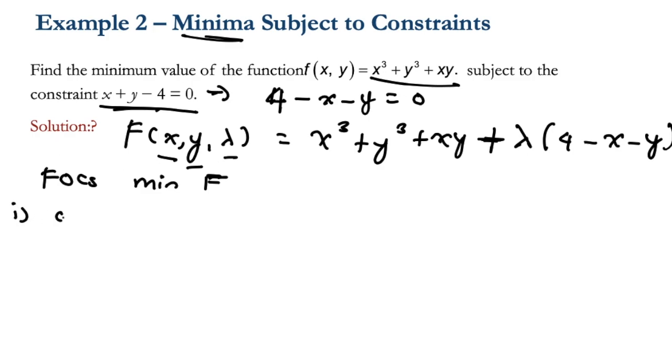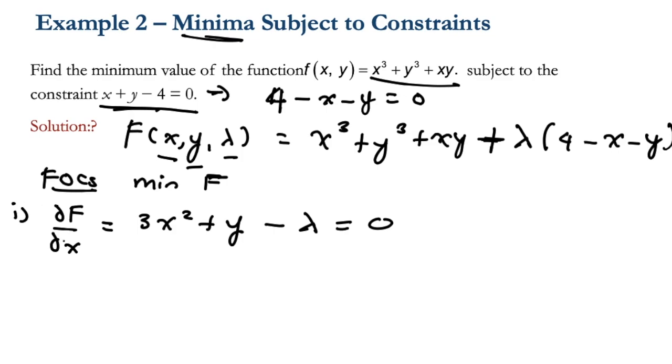Number 1, delta capital F over delta x. Differentiating this gives us 3x squared. If we differentiate y cubed with respect to x, we get 0. We differentiate xy with respect to x, we get y. We differentiate the one in the bracket, but don't forget lambda, multiply. Then we get minus lambda, because minus lambda x differentiates to minus lambda. And don't forget, equate it to 0, first order condition.